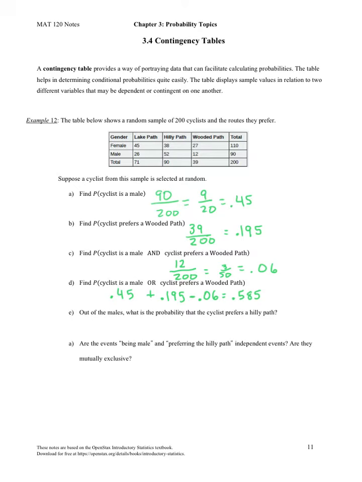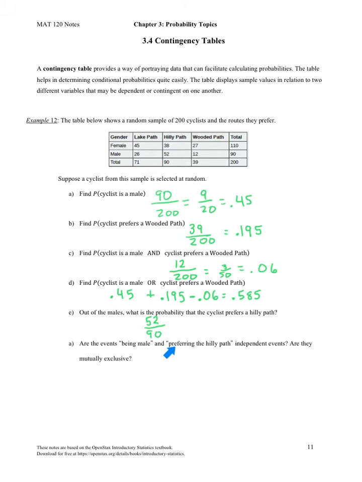Out of the males, what is the probability the cyclist prefers a hilly path? Well, now our denominator has changed because we're only considering the number of males here. So in this case, we'll have 90 in the denominator, and the number of males who prefer the hilly path is 52.